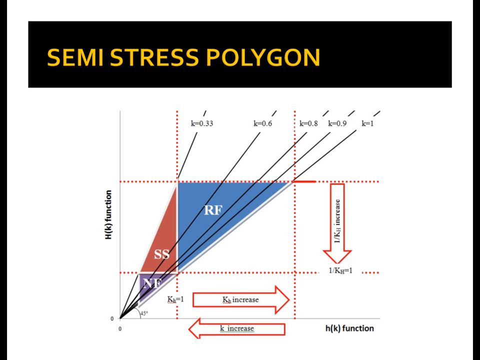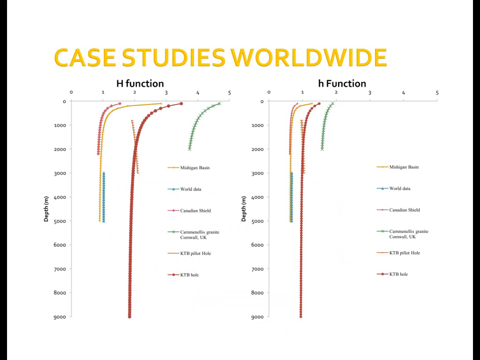Furthermore, in this study, for the first time, a semi-stress polygon is introduced that shows the range of allowable values for the H function in the Earth's crust for normal, strike-slip and reverse faulting environments at particular depths for a given pore pressure and assumed coefficient of friction. In this graph, the relation between H functions and depths is evaluated by using several worldwide case studies.